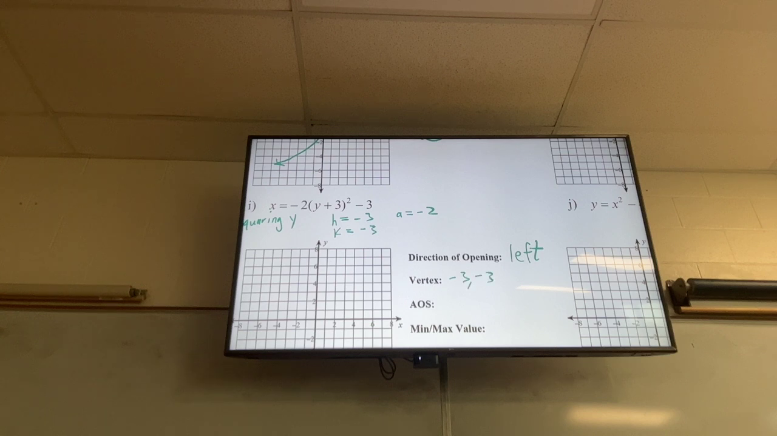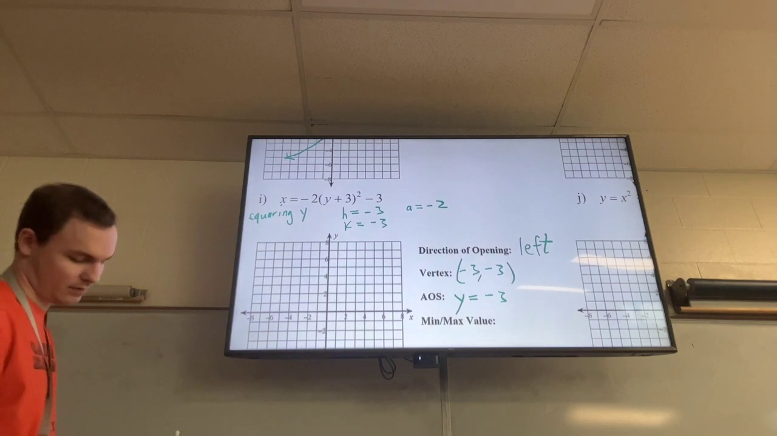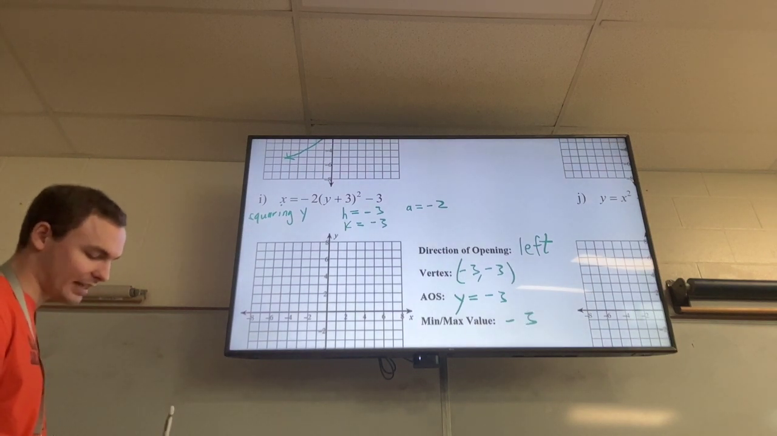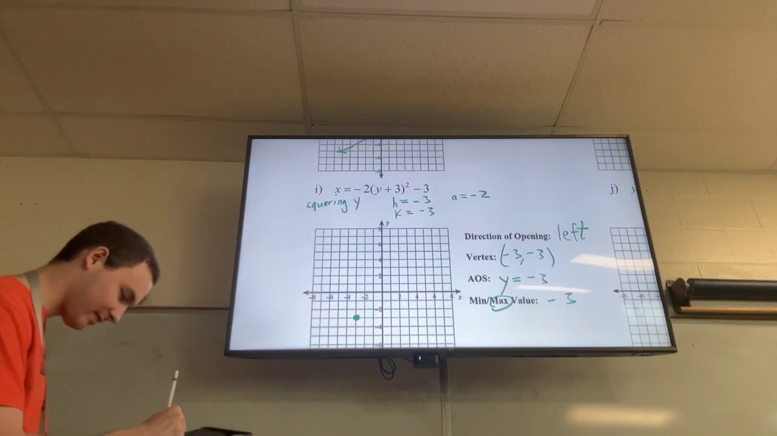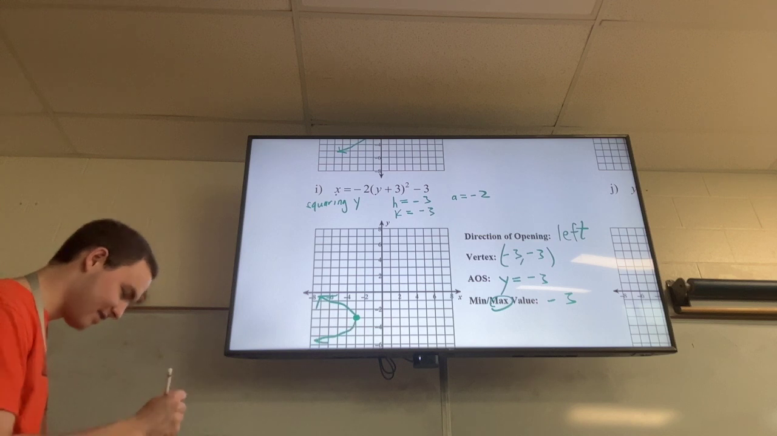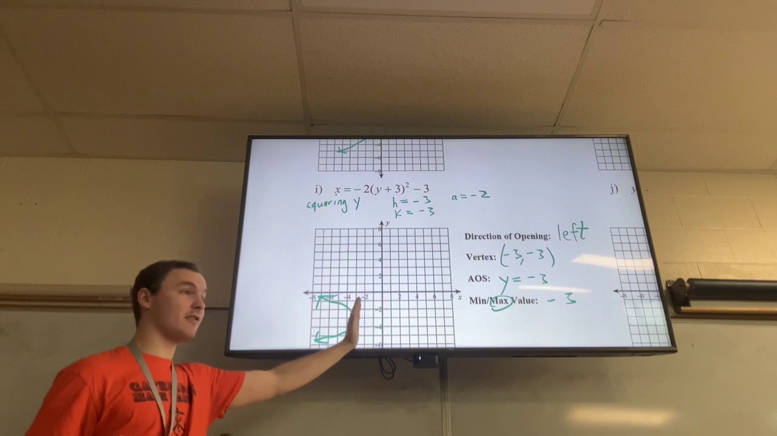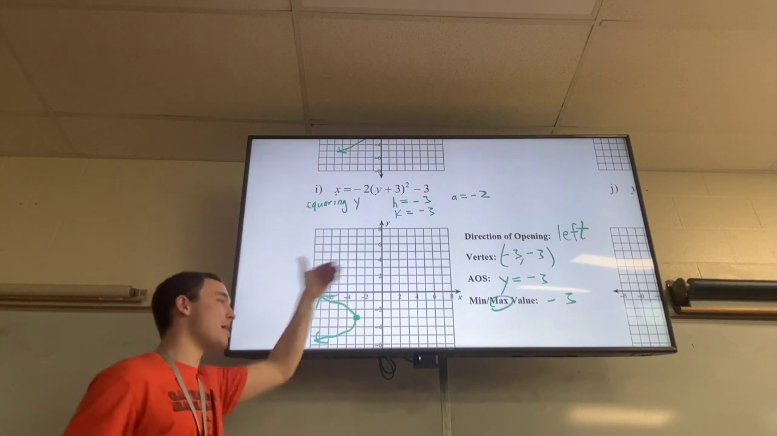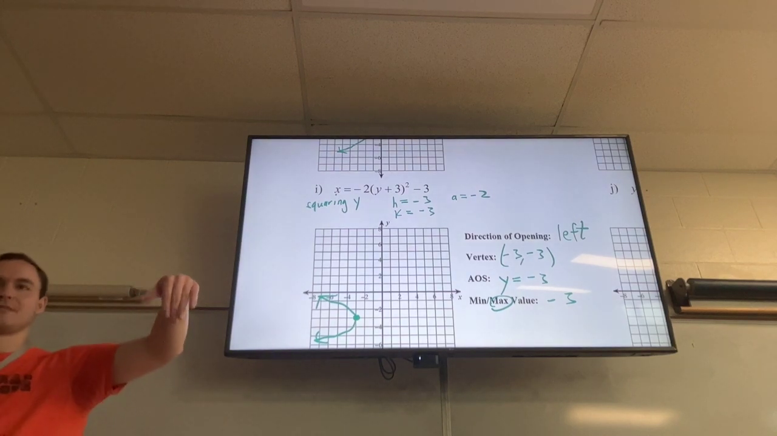Well, this is not the best example, but now we flip. What's my Y? I just gave it away. There you go. What's my maximum value? -3. It's going to be a max, and that's because I opened left. We'll see that momentarily. My vertex is on the right end of the graph. X gets bigger as I go to the right, so it's going to be a max, because maxes are bigger than mins.